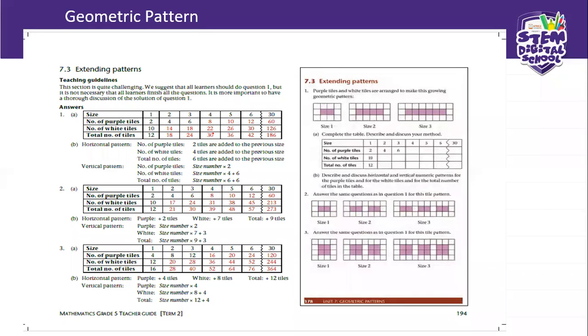So as you can see, to get the following number of each and every size, you just follow the patterns. That's how these extending patterns would work. You look for the rule. You see that these are increasing by 2, these are increasing by 4, these are increasing by 6. So all I'm doing is just adding 2, just adding 4, or just adding 6. That's how it would work.